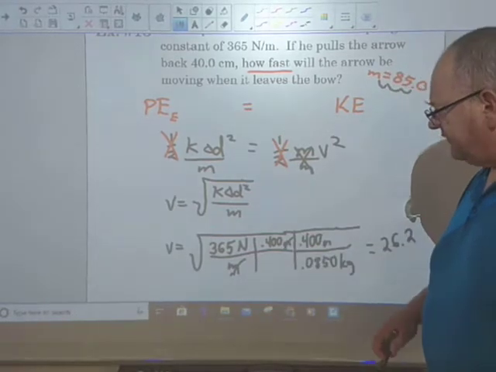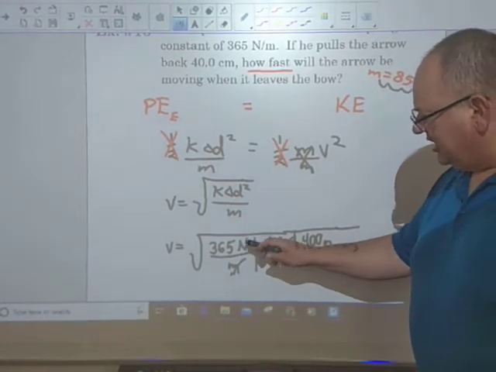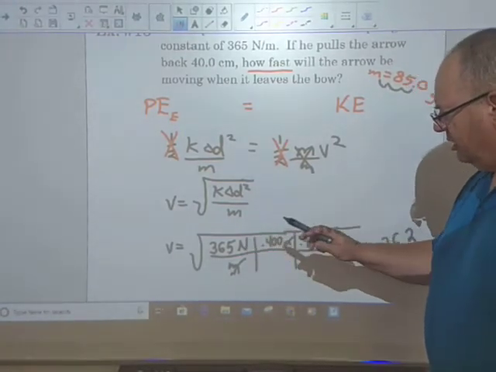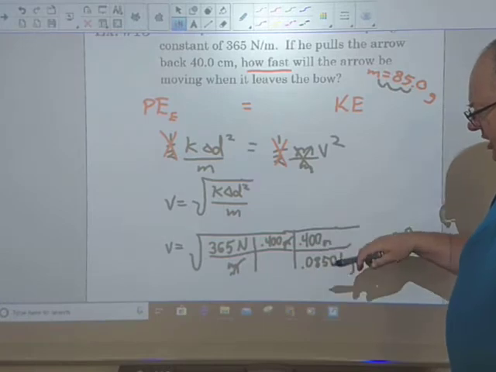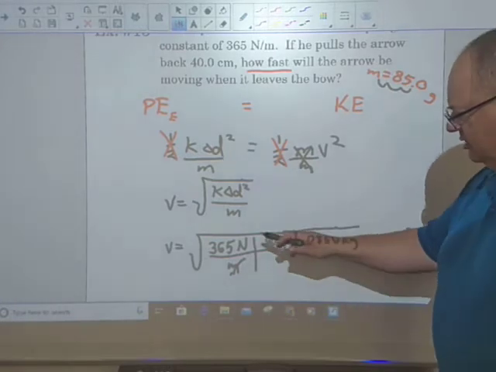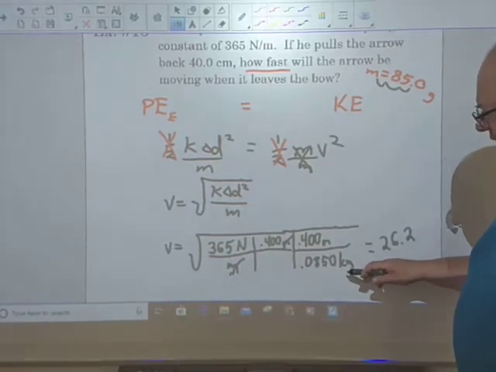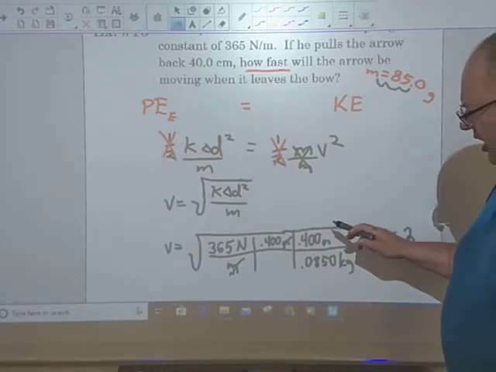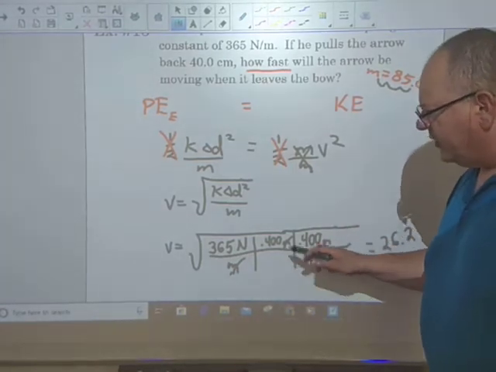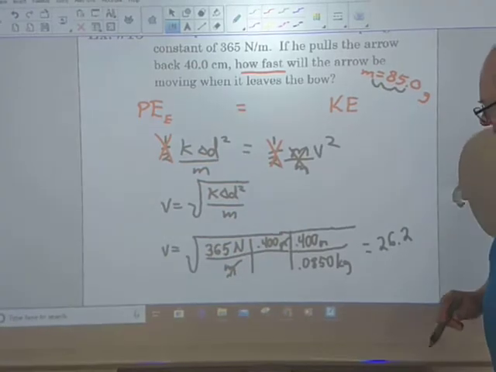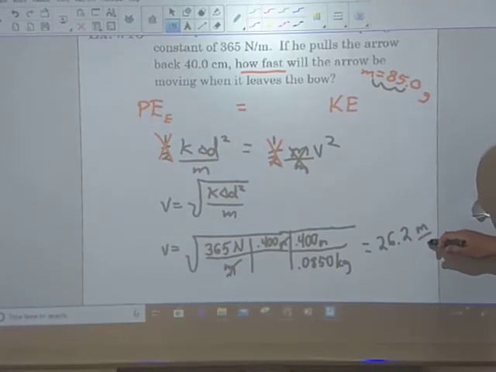Meters, cross off. A Newton is a kilogram times a meter per second squared. So the kilograms are going to cross off, and I'm going to have meters squared per second squared, which comes out of the radical as meters per second.